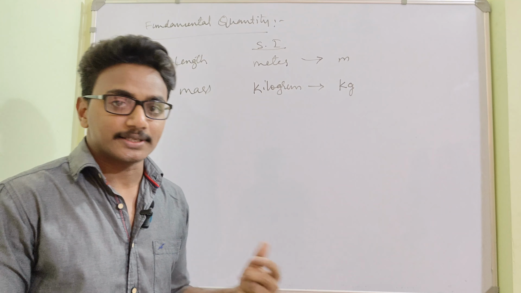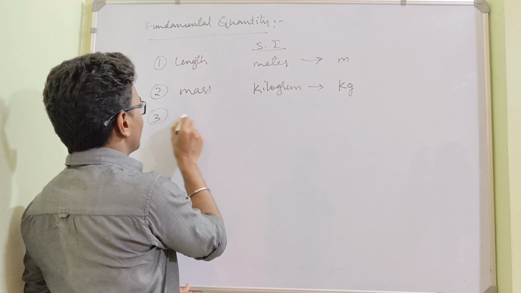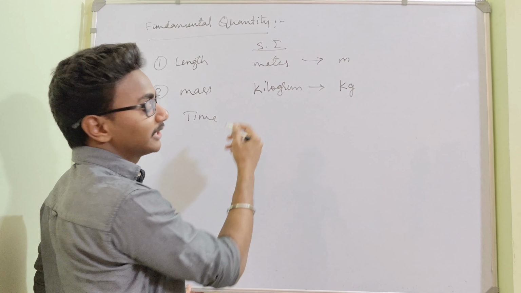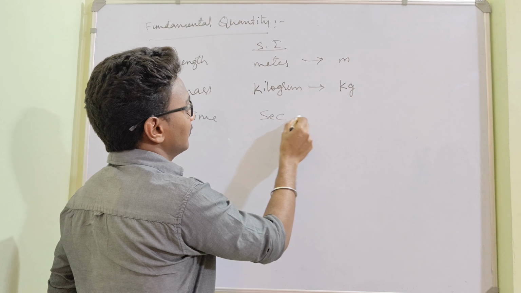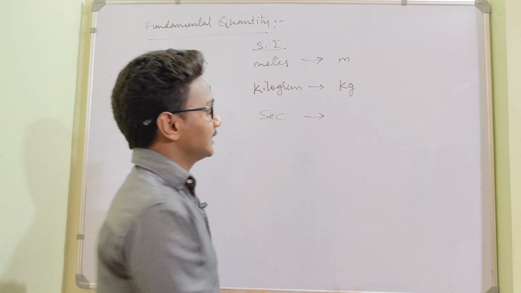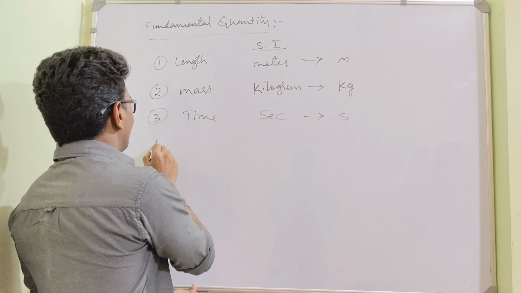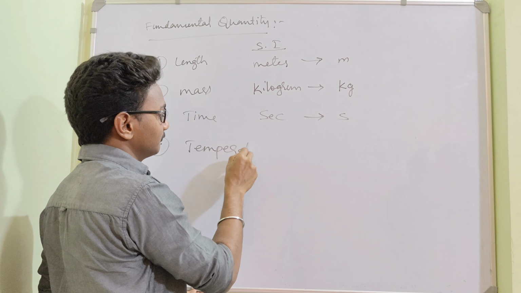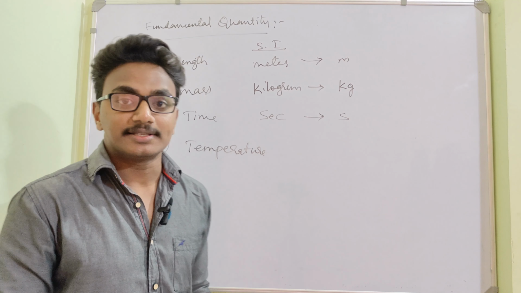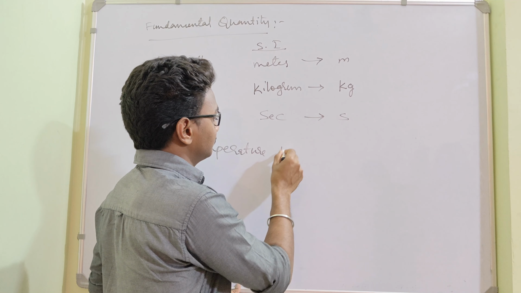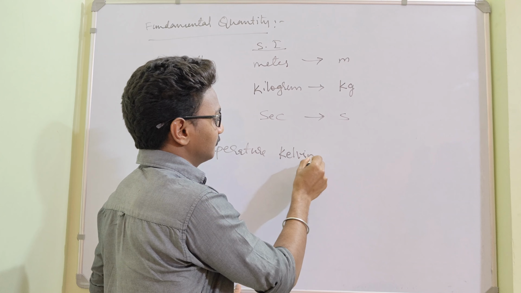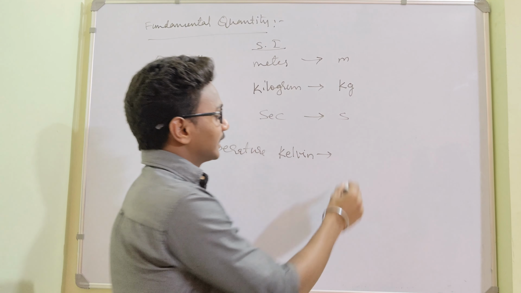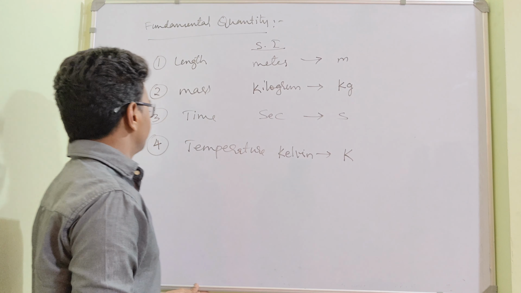The third fundamental quantity is time. The SI unit of time is second. We can express it with the letter s. The fourth fundamental quantity is temperature. The SI unit is Kelvin. You can write it as K.